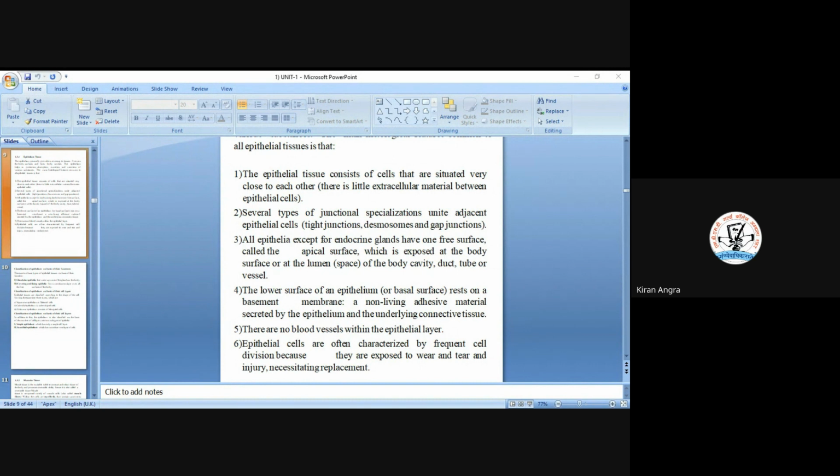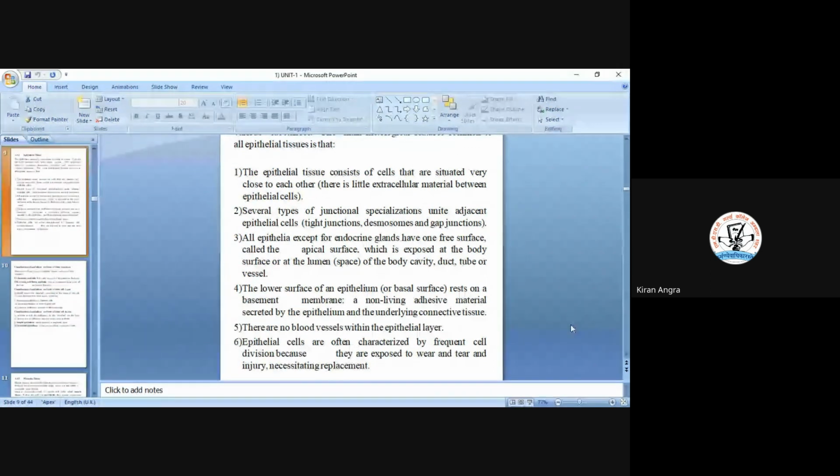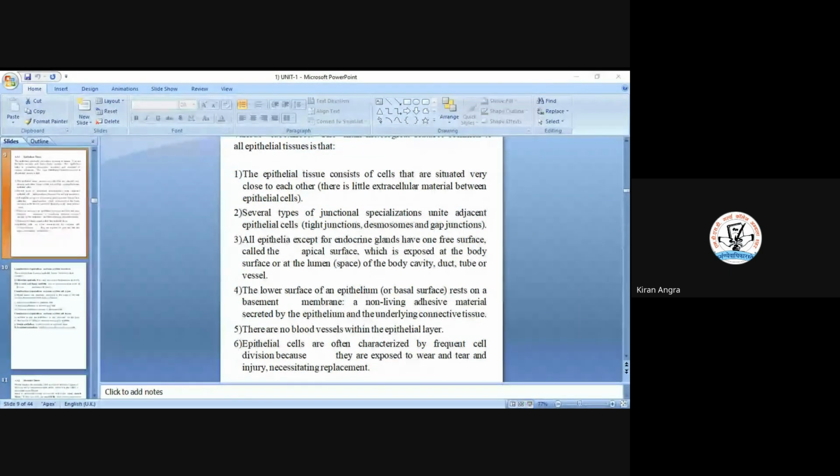It covers the body surface, as you have skin, but it also lines the body cavities. The epithelium helps in the protection, absorption, excretion, and secretion of various substances. The histological feature common to all epithelial tissues is that epithelial tissue consists of cells that are situated very close to each other.